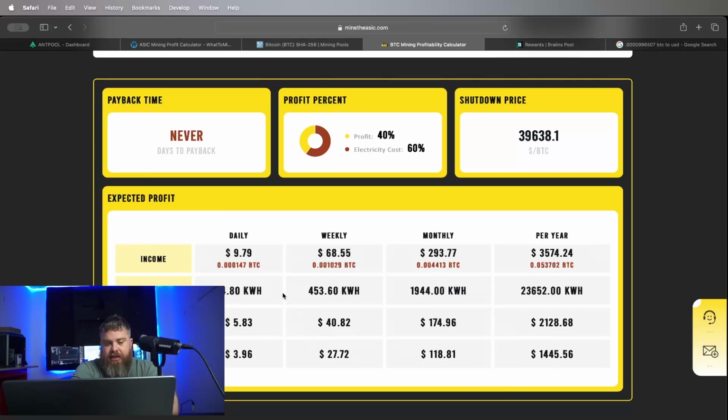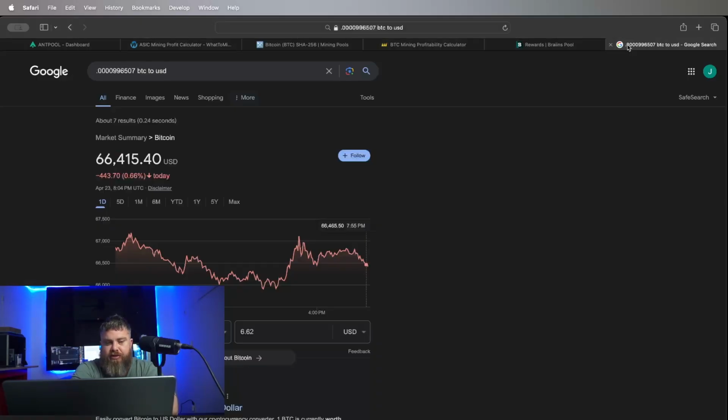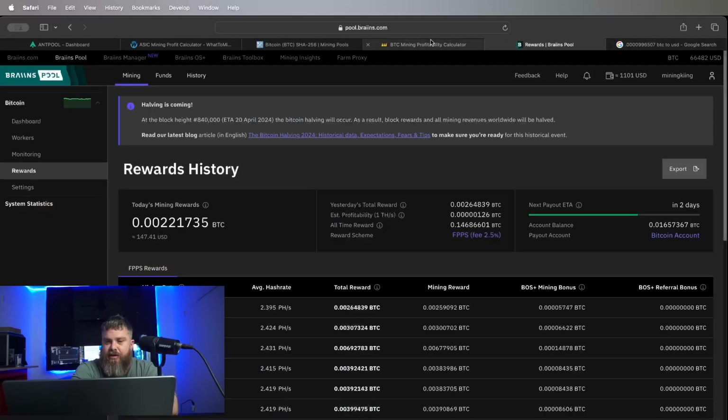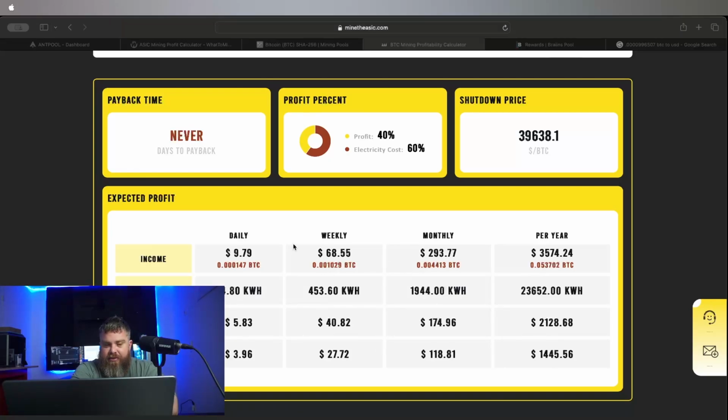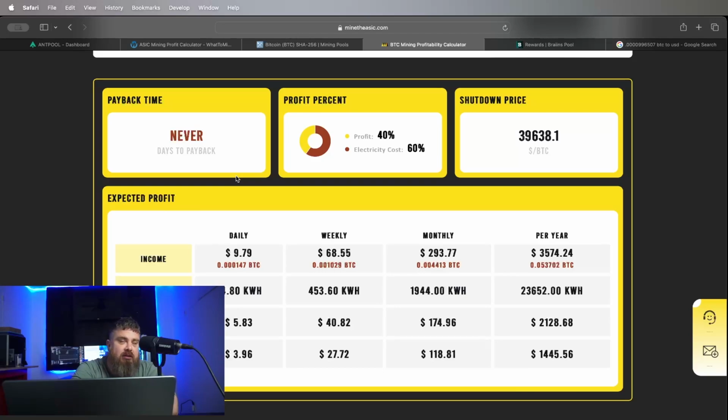Based on my math yesterday, I generated the other number, 0.00099651, which is only $6.62 of Bitcoin, which means that I've only made 80 cents off every single unit I have. So you've got 26 units times 0.8, there you go, it's like $20.80. Pretty bad, right? Over 10 days, that's going to be like $208.